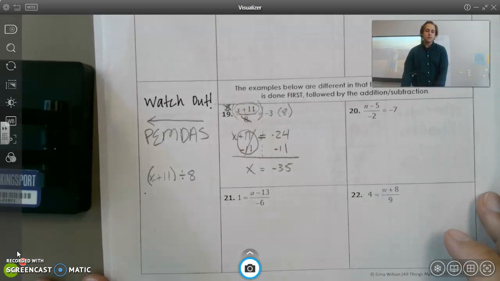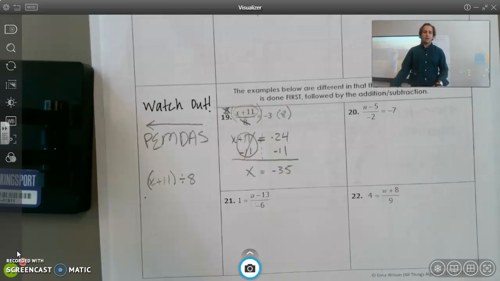Alright guys, I hope this helps. I just thought you might need another video of some support on how we would go through and solve these equations. So keep working hard and we'll get there.